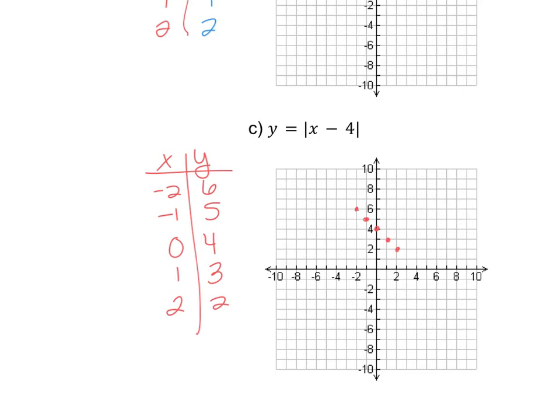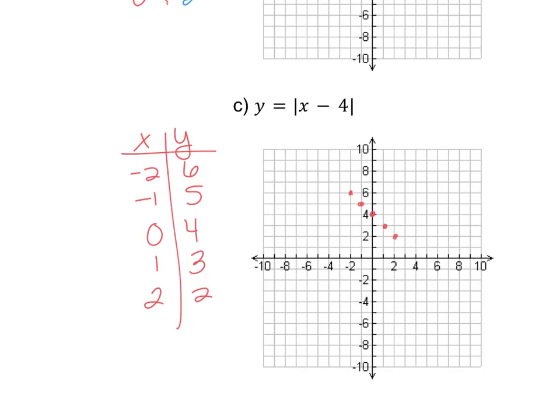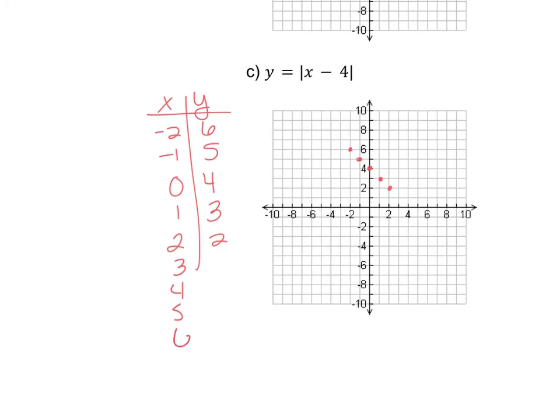Okay, so since it's not in a V, the problem is we didn't pick the right points to be on the other side or the right side of the V. So let's keep picking points. I'm going to teach you a shortcut here in just a second, but let's just pick points. I'm going to tell you which ones. Let's do 3, 4, 5, and 6 for fun.